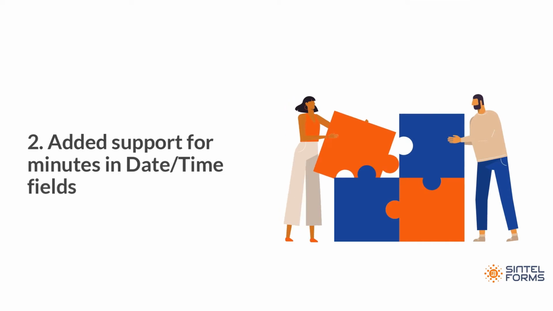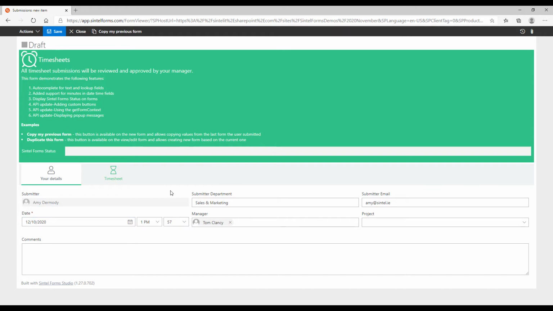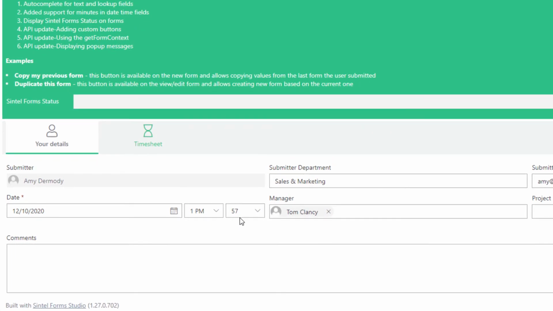We have also added support for minutes in date time fields. The out-of-the-box date and time control of SharePoint only permits setting minutes in multiples of 5, like 5, 10, 15, etc. We've extended our date and time controls to permit the entry of any valid minute value from 0 to 59. You can see on this timesheet example that the form has automatically pulled the time in as 1:57. SharePoint only allows you to save times in increments of 5, so previously, preferring this format at 1:57, it would appear as 1:55 once the form has been saved. Sintel Forms has overcome this, so your forms will have the exact time.